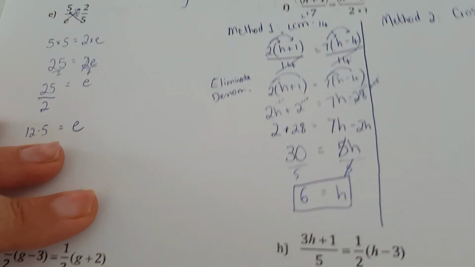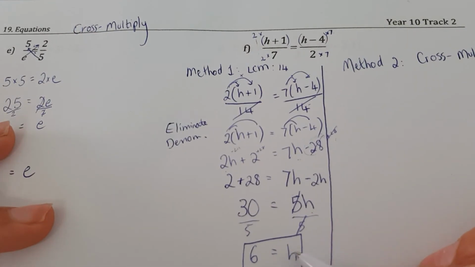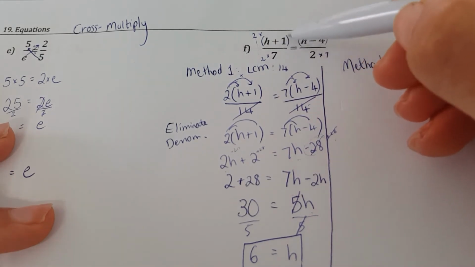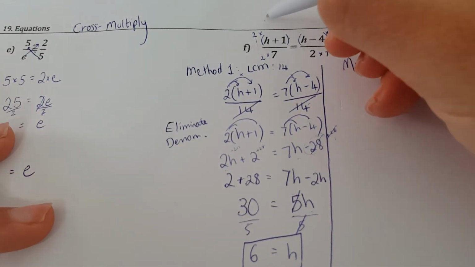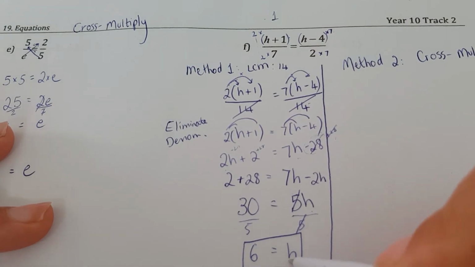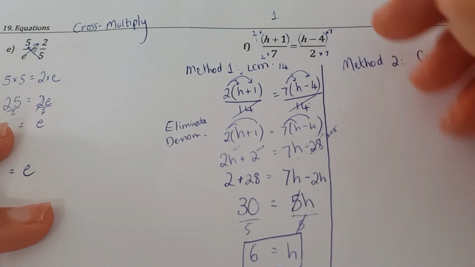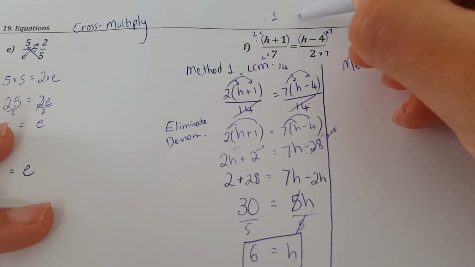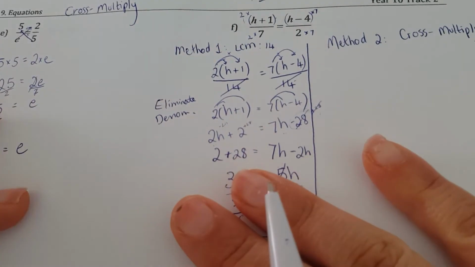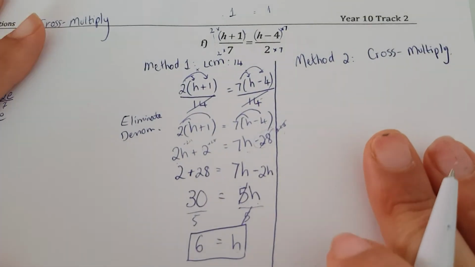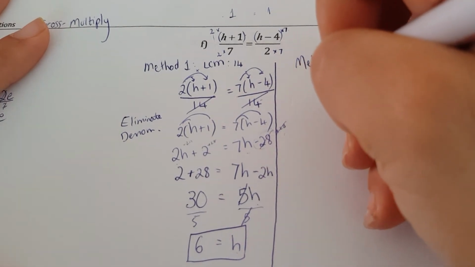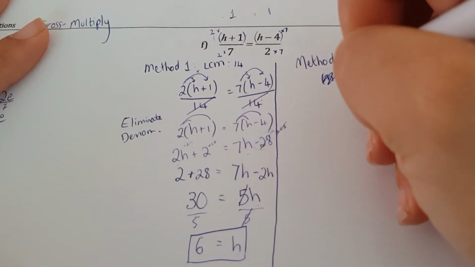And you can check it out. So let's say h is 6. 6 plus 1 is 7. 7 on 7, 1 whole. H is 6, so 6 minus 4, which is 2. 2 on 2 is 1 whole. There they are. They're equal to each other. That was method 1. If you used cross multiplication, let's rewrite it.